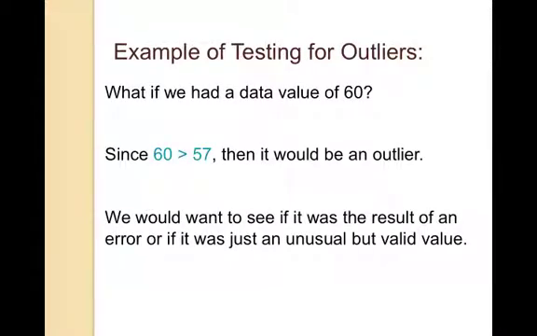If we had a data value of 60, we would want to see if it was the result of an error or if it was just an unusual but valid value. You can't just throw it out because it's an outlier. You have to look at it and think about whether it's the result of an error. So if it's the result of an error, you want to fix the error and then look at the data set. If it is a valid but unusual value, you have to include it.